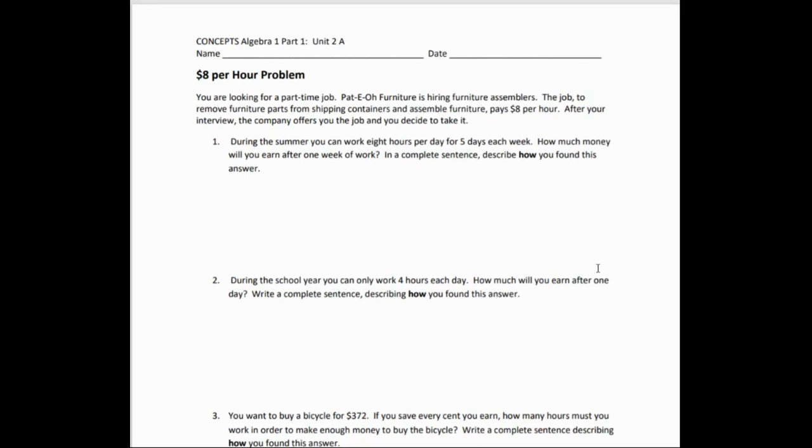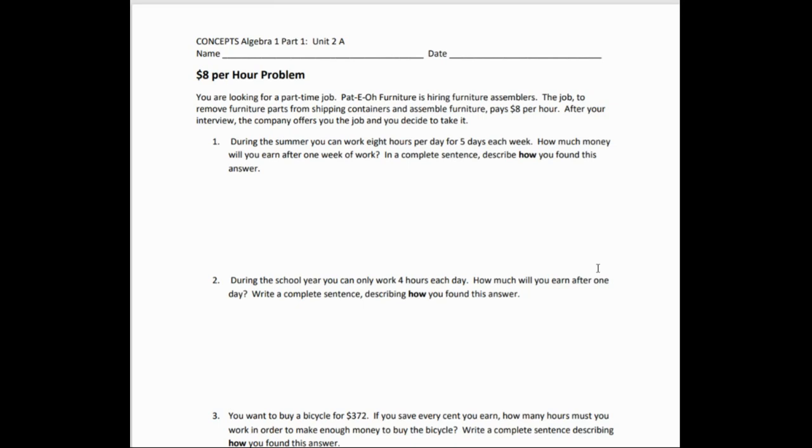So today we are going to be working on 2A and your homework will be 2B. The work for the next week will all be very similar, and we're going to continue with problems very similar to this one. Today's is the $8 per hour problem. You'll be seeing ones with other values per hour. Okay, so let's get started.